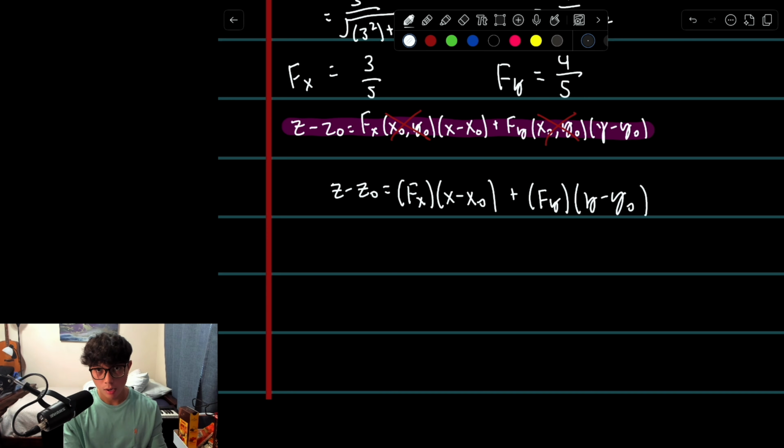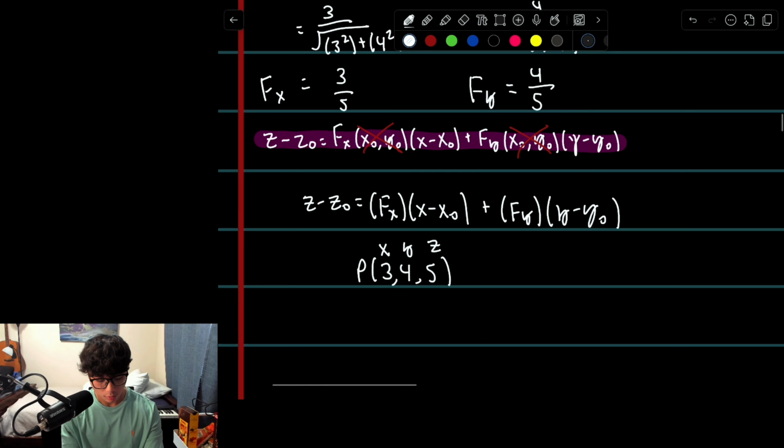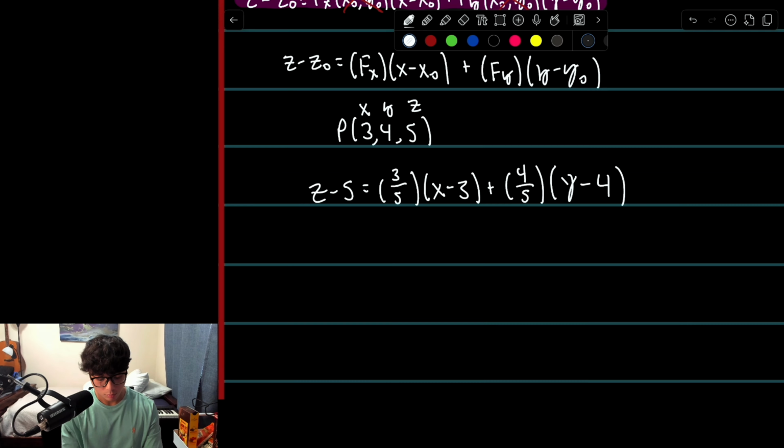So we literally know all of these variables. Again, a reminder that our point is 3, 4, 5, which is x, y, and z. And given our partials with respect to x and y, all we do is plug in. So this becomes z minus 5 equals 3/5 times x minus 3 plus 4/5 times y minus 4, which we could turn into decimals if we wanted, and that is what I prefer.